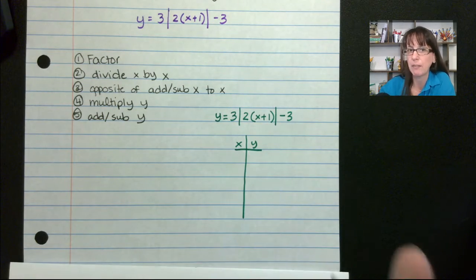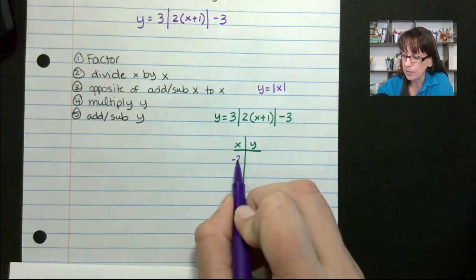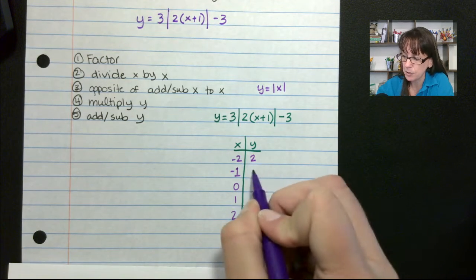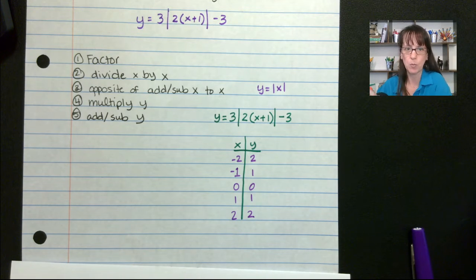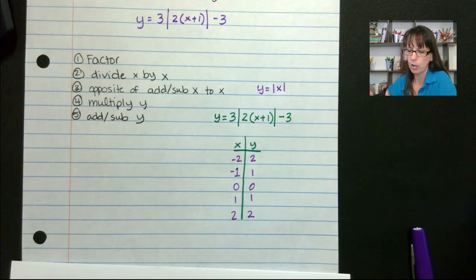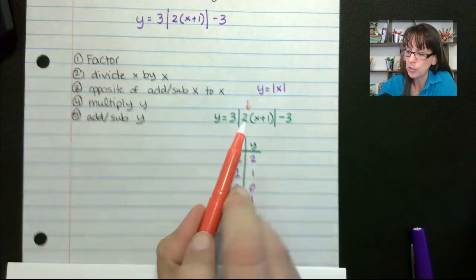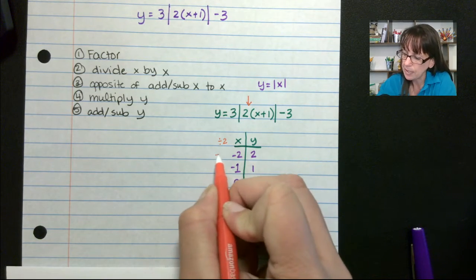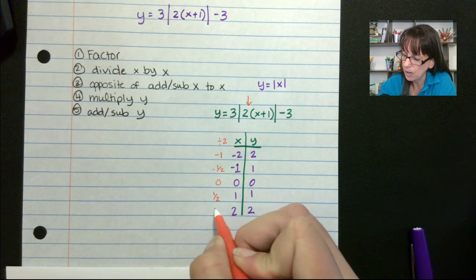So let's talk about this. First thing we have to do is identify what our parent function is here, and in this case it's y equals absolute value of x. So remember, if we have -2, -1, 0, 1, and 2, that's going to give us 2, 1, 0, 1, 2. Now what you have to do, and this is where order is vitally important, remember, you're always going to multiply and divide before you add and subtract. So when we're talking about our x's, first we divide by whatever's next to that x. So divide by 2. And when we do that, we get -1, -1/2, 0, 1/2, and 1.